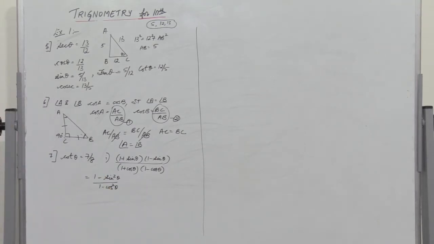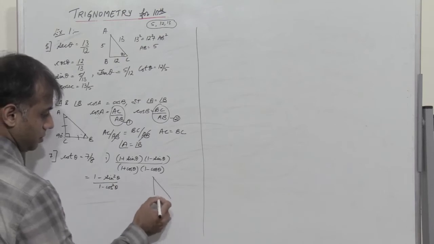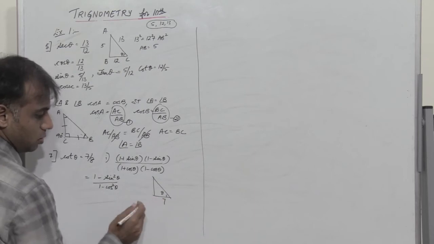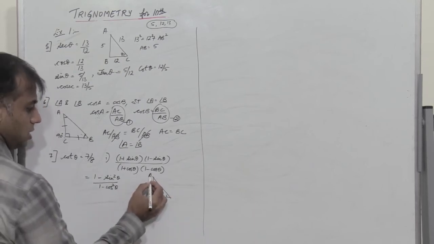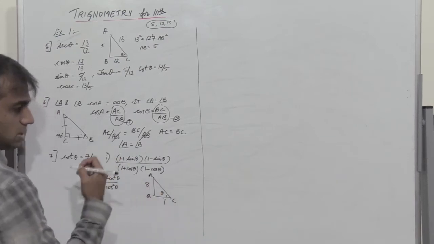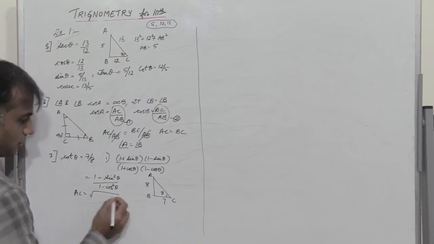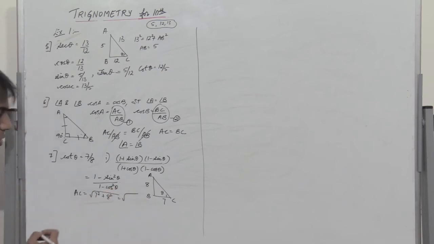So what is it that I need to find? I have to find the value of sine theta and cos theta. Given cot theta is 7 by 8. So let's assume that this is theta. Cot is adjacent side, which is 7. Opposite side is 8. So if this is ABC, I need to find AC. So what is AC? AC is root of 7 square plus 8 square. So I get the value as root of 113.